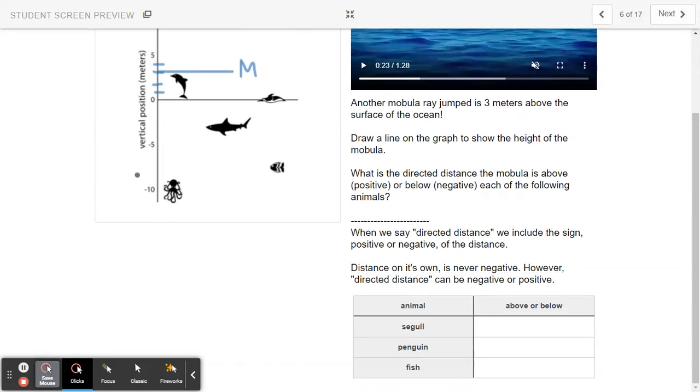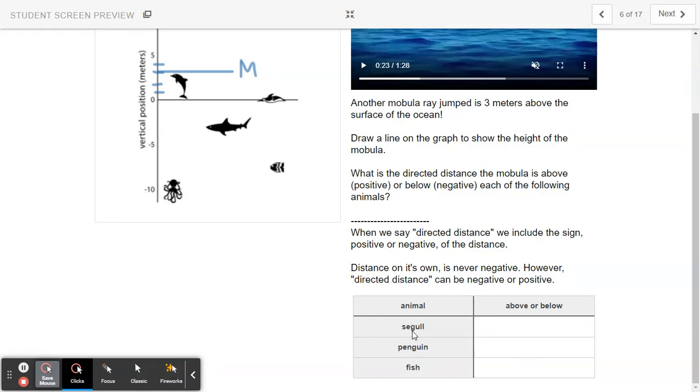Now, this is saying what's the directed distance that the mobula is above, positive, or below, negative, for the following animals. All that's really trying to say is that a distance is never really going to be negative, meaning you can't say, oh, I walked -2 miles. You can't take back or go negative in a distance. However, in this case, the negative is just showing you in which direction. So that's why it says directed distance. So they're just basically saying fill in where the animals are using positives and negatives.